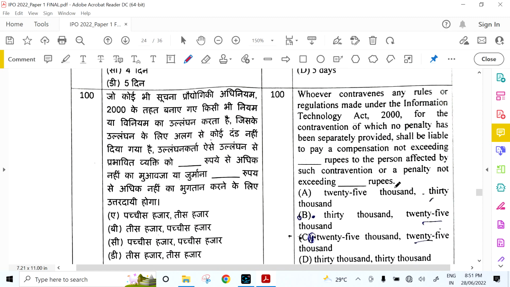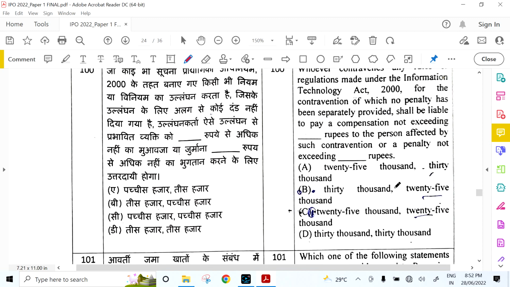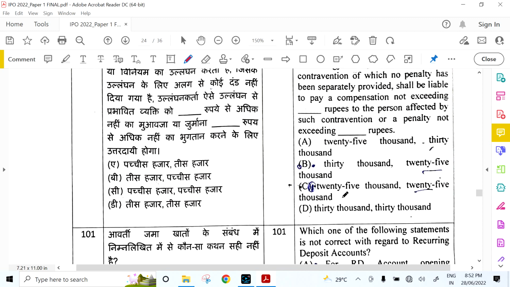Whoever contravenes any rules or regulations made under Information Act 2000 for contravention of which no penalty has been separately provided shall be liable to pay compensation not exceeding dash rupees to a person affected by contravention or penalty not exceeding dash rupees. It is 25,000 and 25,000 respectively. Compensation not exceeding 25,000 to the person affected by such a contravention or a penalty not exceeding 25,000.